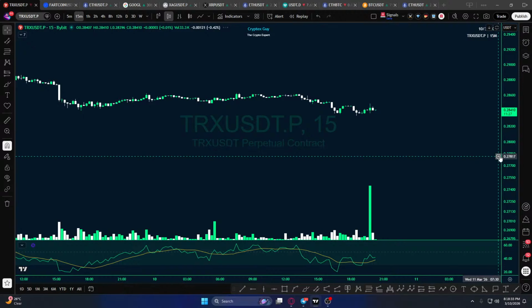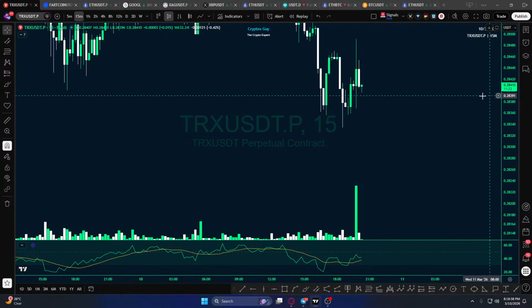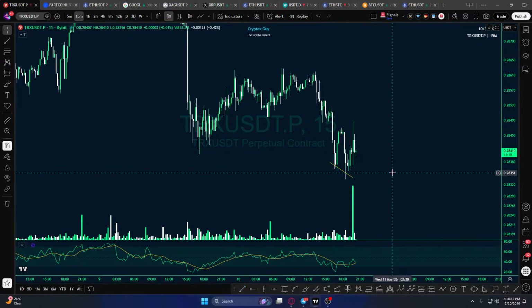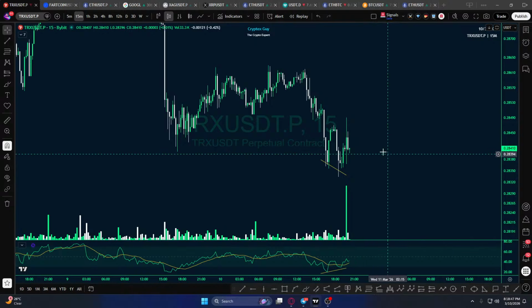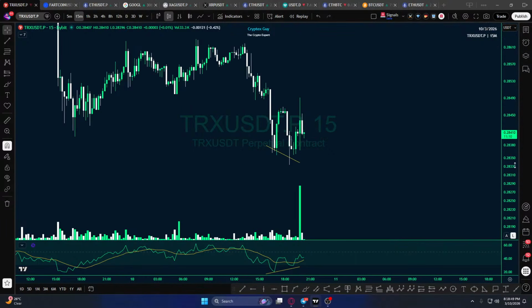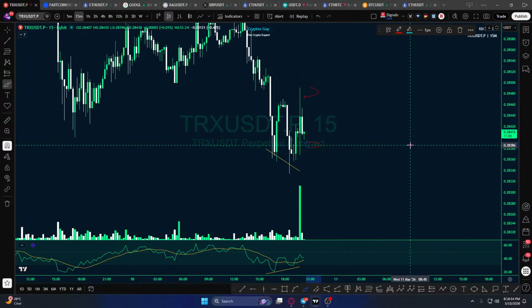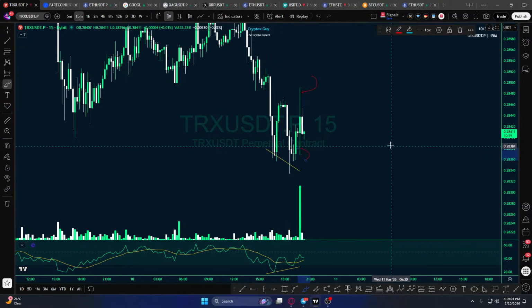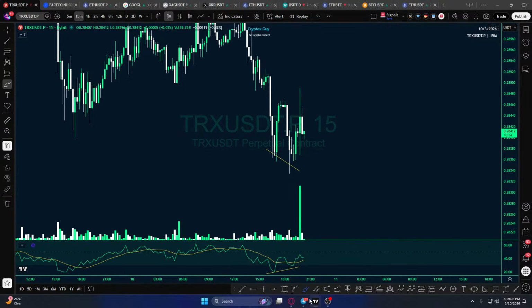On 15 minutes, you can see a volume spike. We already have RSI divergence here, the bullish one. You can long it, but I would not recommend it just because of these wicks. You can see these wicks. On the scalp side, once you have those wicks, you just skip it. That's my opinion for scalping.